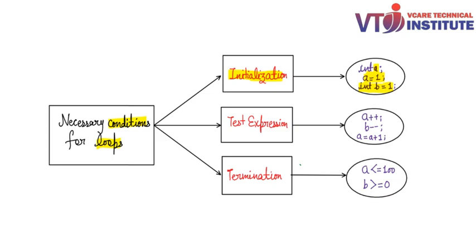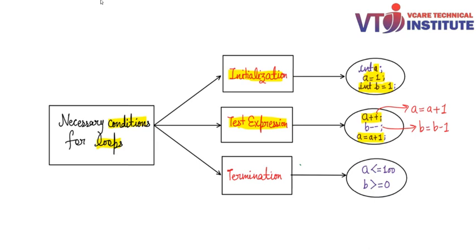Now the next condition is the test expression. In the test expression, we are incrementing or decrementing the initialized value. Suppose it is a plus plus, and I have already told you it's an assignment operator, and its value is a equals a plus 1. Remember, it is not equal to, it's an assignment, so we are assigning a new value to a. Similarly, b minus minus is b equals b minus 1. So we are assigning a new value, or we can directly assign a equals a plus 1.